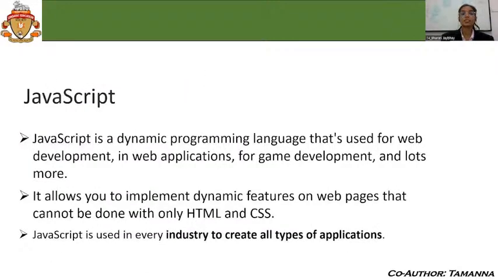JavaScript. JavaScript is a dynamic programming language that's used for web development, web applications, game development, and lots more. It allows you to implement dynamic features on web pages that cannot be done with only HTML and CSS. JavaScript is used in every industry to create all types of applications.